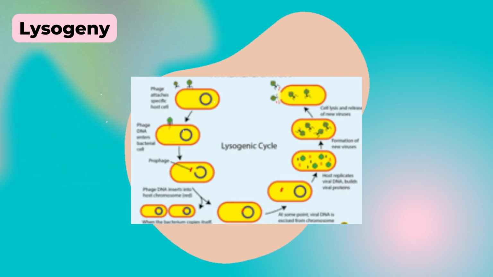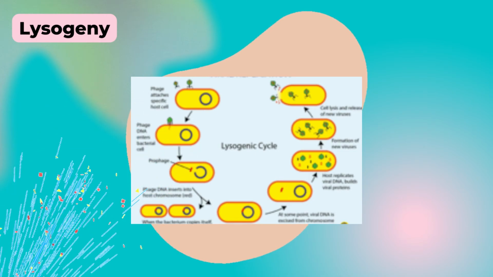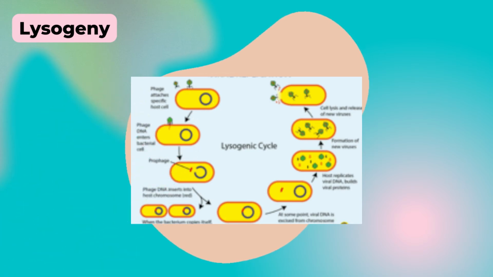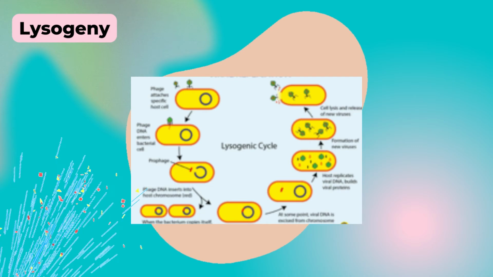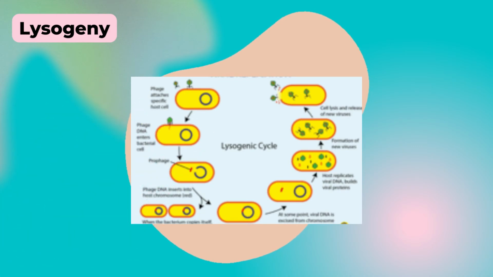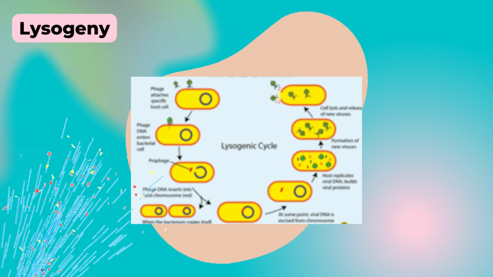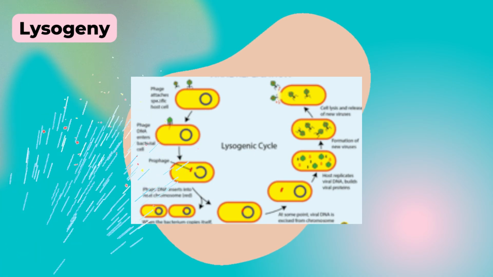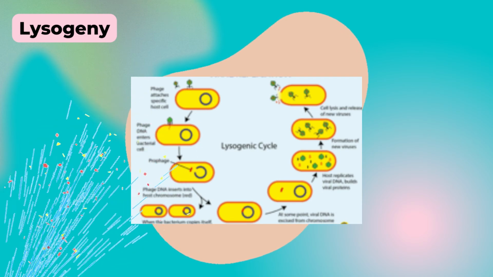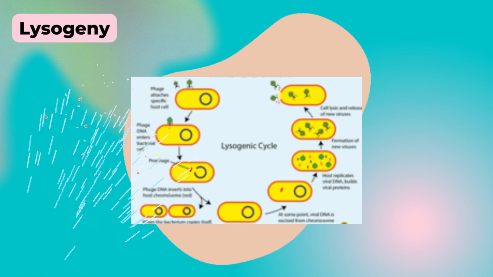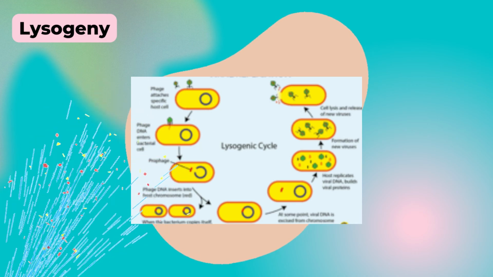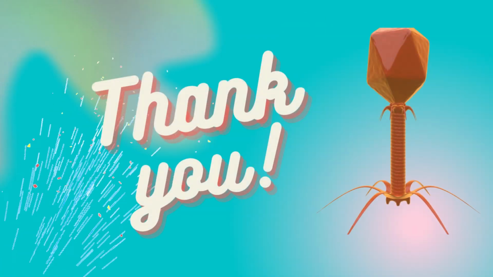Here you can see the lysogenic cycle: attachment, penetration, then it lives peacefully with the host and multiplies with the host. But sometimes in this cycle, while living peacefully, due to some environmental factors or some mutation, the lysogenic cycle suddenly converts into the lytic cycle and causes lysis, and that stage is called induction. With that, we have completed our topic. Thank you for watching.